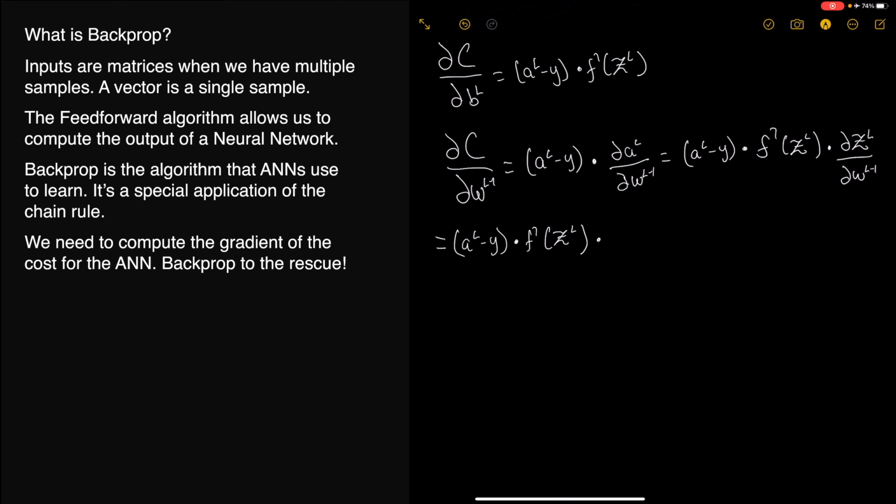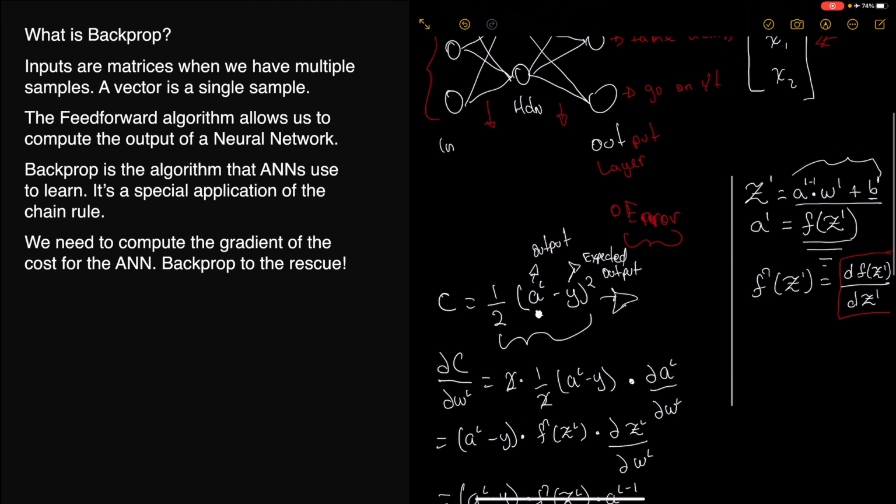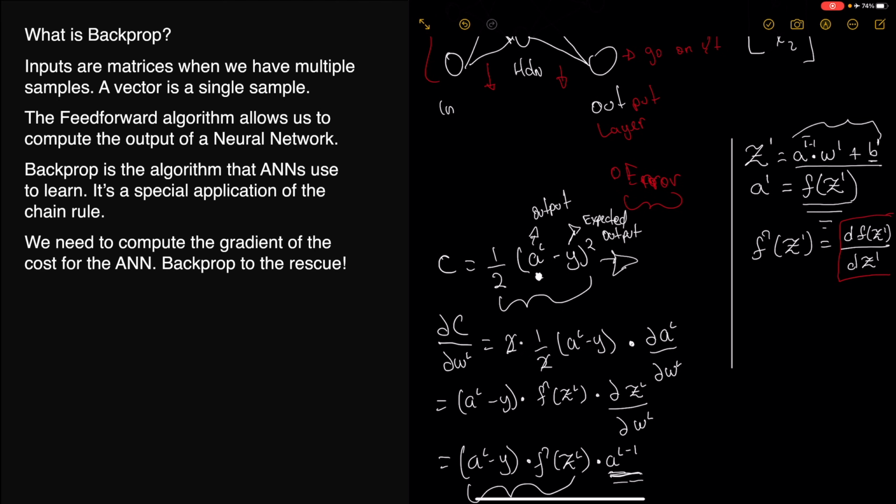So now that we have Z to the L, what is Z to the L? Z to the L, defined here, is just A to the L minus 1, capital L in that case, right? WL and BL. So we know that the only function there that depends on W to the L minus 1 is actually A to the L minus 1. And WL would just be a constant to that function.